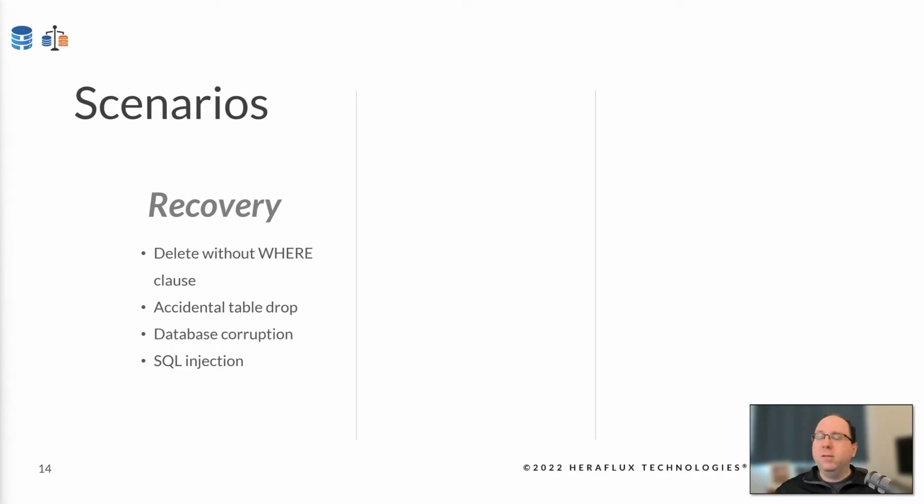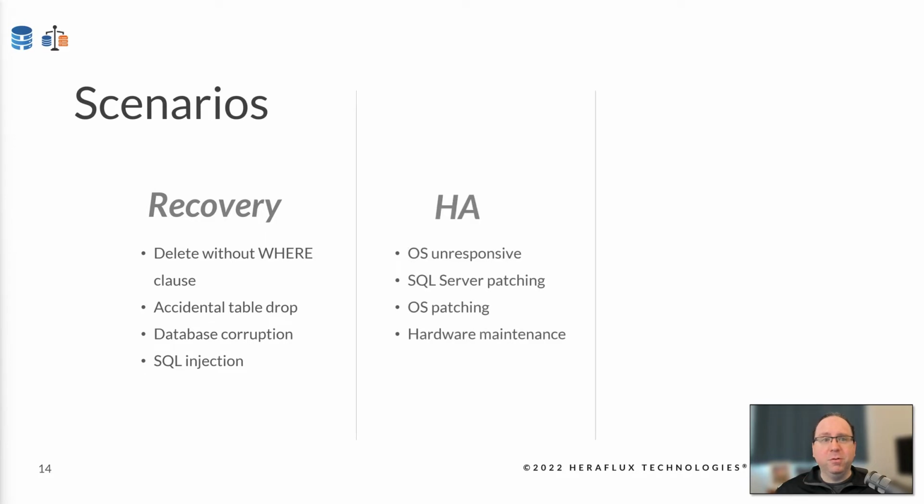Boom, data's gone. Somebody accidentally deleted a table. Could get database corruption. Could be a SQL injection attack from bad software that allowed somebody malicious to go do something they shouldn't have. These are scenarios we have to worry about as data professionals. Then take a look at high availability architecture.